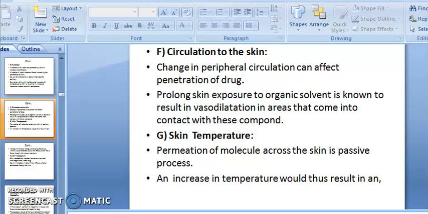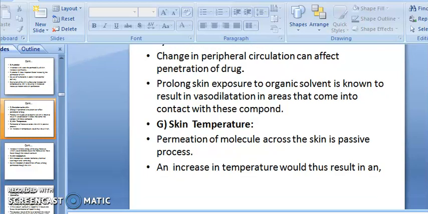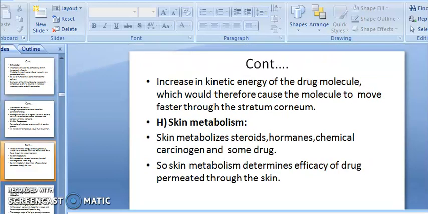Skin temperature. Permeation of molecules across the skin is a passive process, as you know. An increased temperature would thus increase the kinetic energy of drug molecules, which will therefore cause the molecules to move faster to the stratum corneum. If you are increasing the temperature after application of your semi-solid dosage form, it leads to increased kinetic energy.